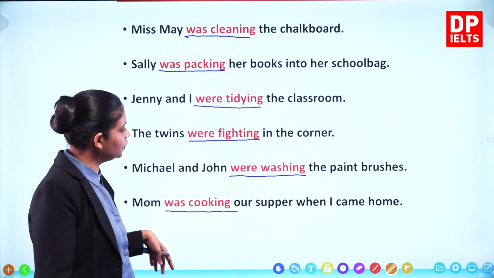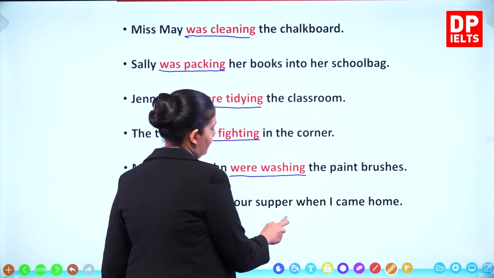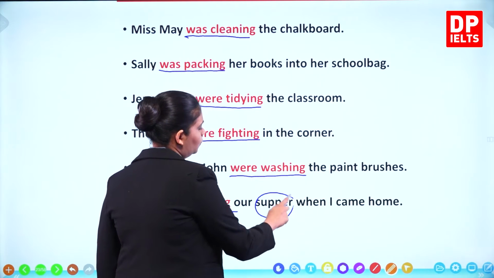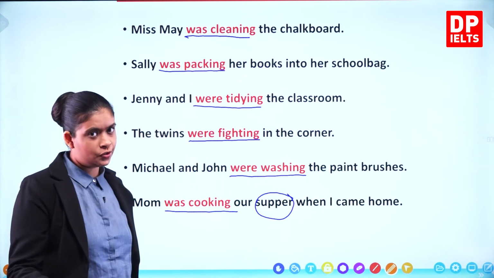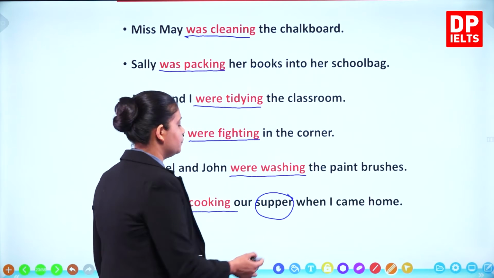Mum was cooking our supper when I came home. Now, supper can be a new word for us because we don't use it, right? But supper refers to dinner.